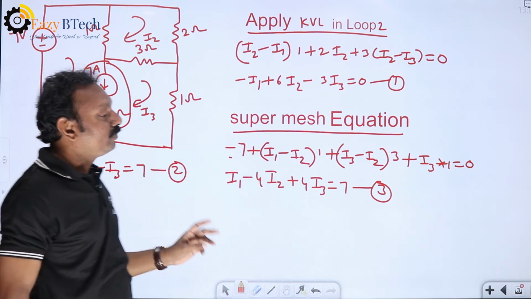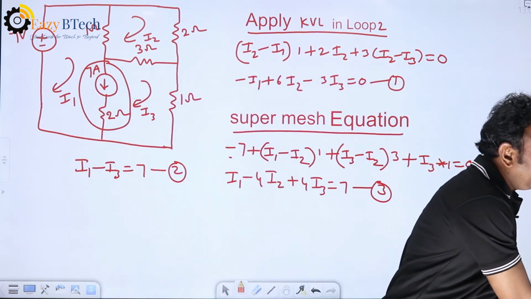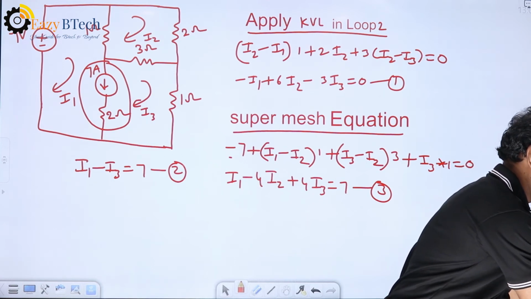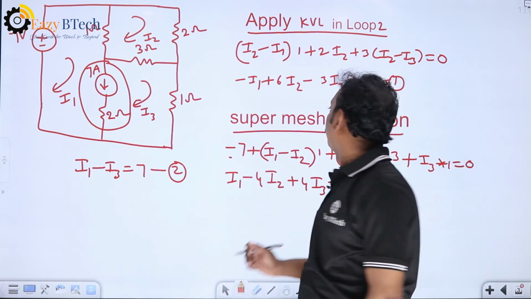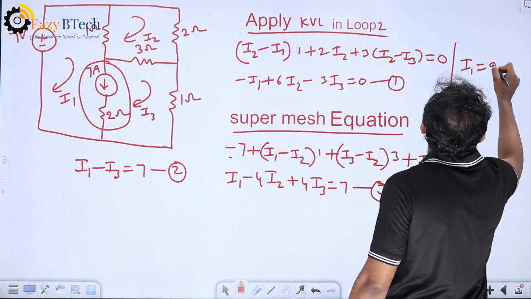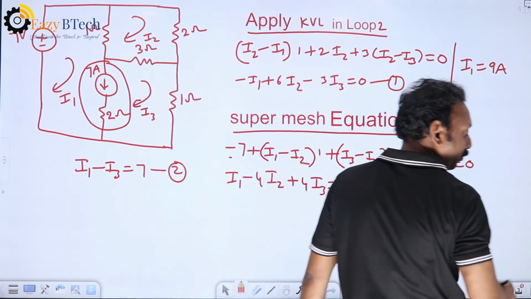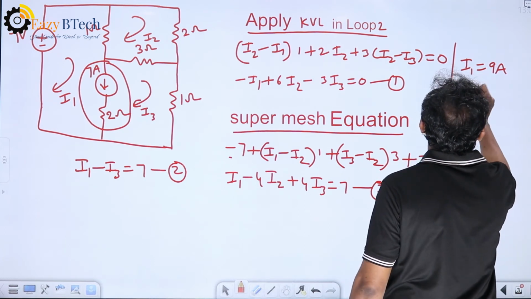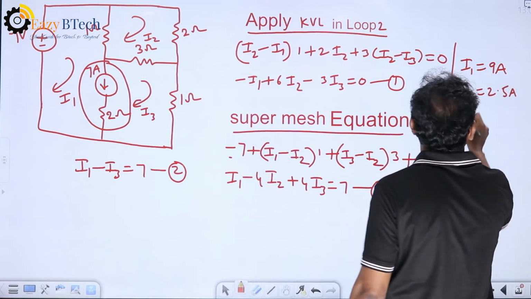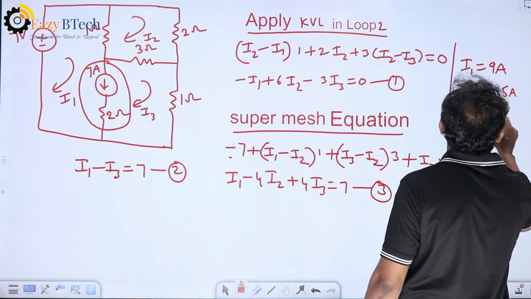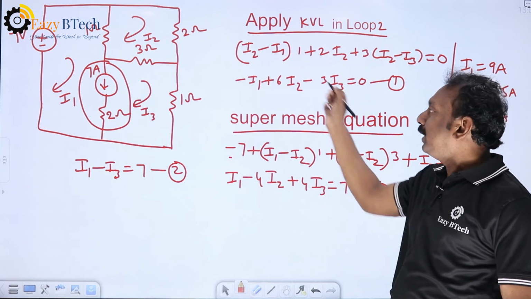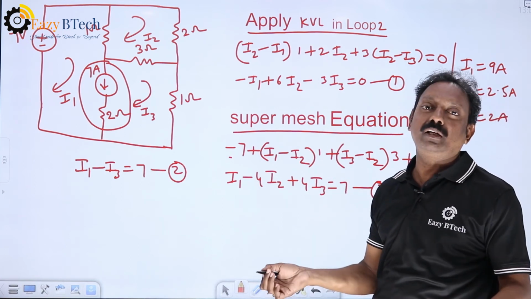Now, 3 equations, 3 unknowns. Just by applying Cramer's rule, or entering the values in the calculator, you will get the answer. Answers are: I1 is 9 ampere, I2 is 2.5 ampere, I3 is 2 ampere. Just concentrate on how to write the equations. If you know how to write the equations, for the remaining calculation just enter the values in any scientific calculator.